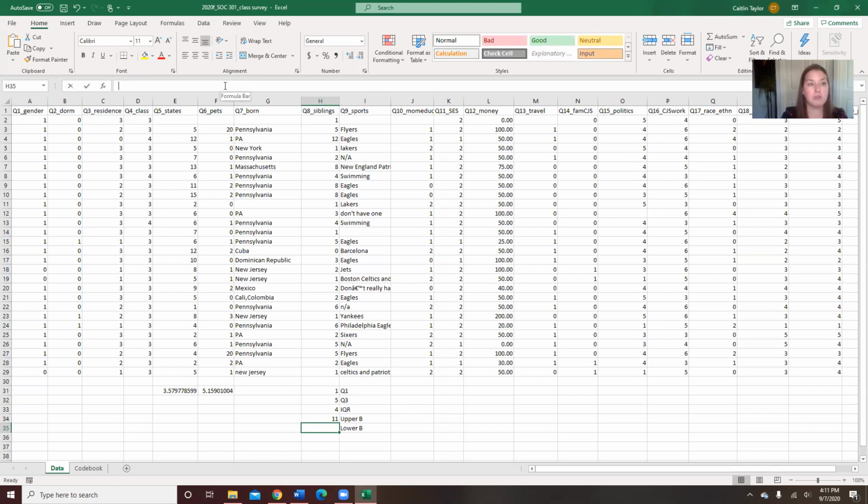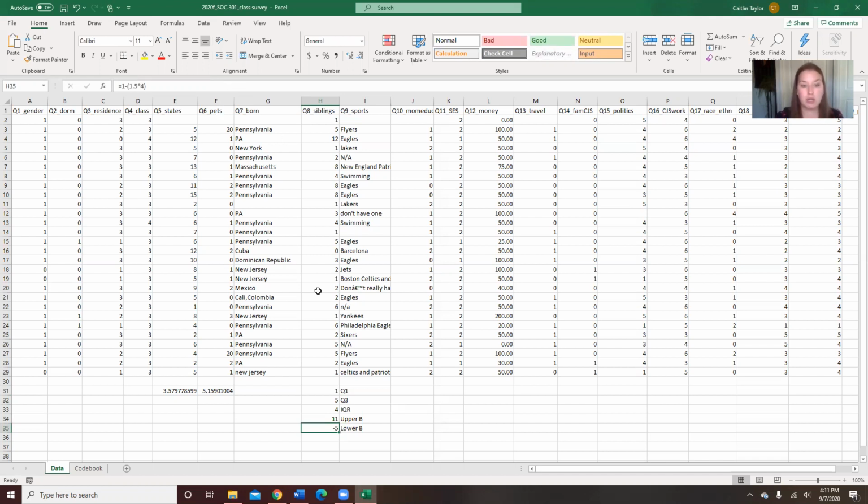Then the lower bound, use the formula, always put in your equals first. Q1, here our Q1 is 1, minus 1.5 times our IQR, which is 4. So the formula for the lower bound is always Q1 minus 1.5 times our IQR. That gives us a lower bound of -5.